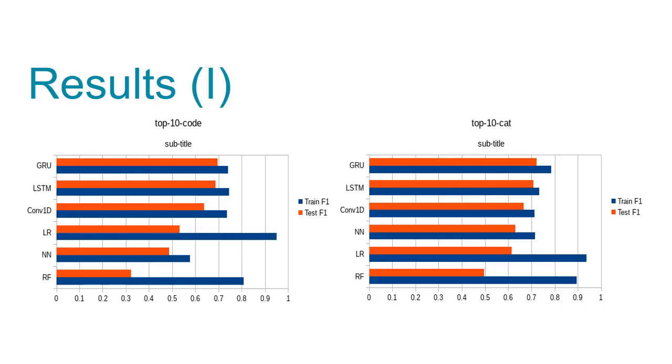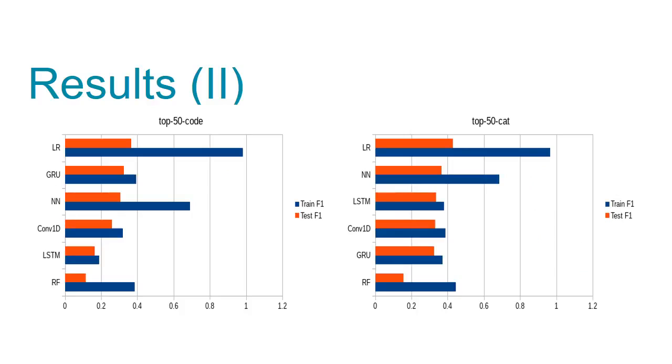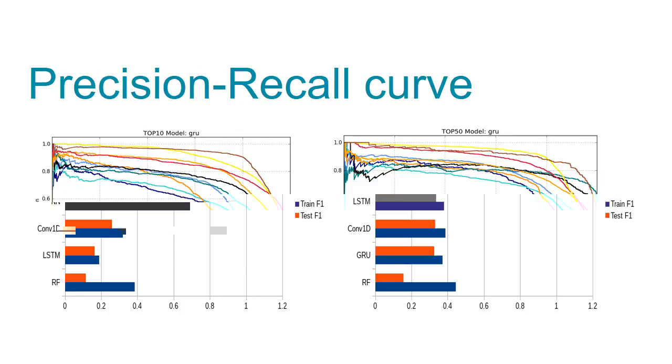GRU were both better than our baseline models, implying that our deep learning models were able to extract information from the word sequence that was otherwise lost in non-sequential models. CNN also showed somewhat similar performance to LSTM and GRU, but at a much shorter training time. For the top 50 code and category classification, unfortunately our deep learning models were unable to beat the baseline models.